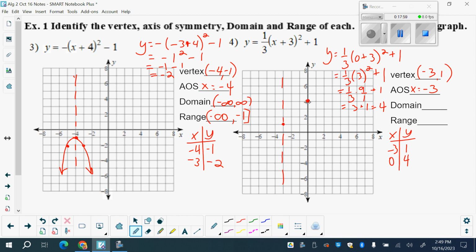So how would we find our next point? We reflect that point over the axis of symmetry. So we have 1, 2, 3 to the right. So we're going to go 1, 2, 3 to the left. Okay, so you don't have to pick one that is a multiple of 3. It's just nice because then we don't have a decimal or a fraction to graph.